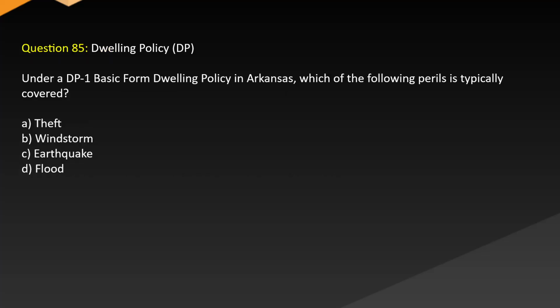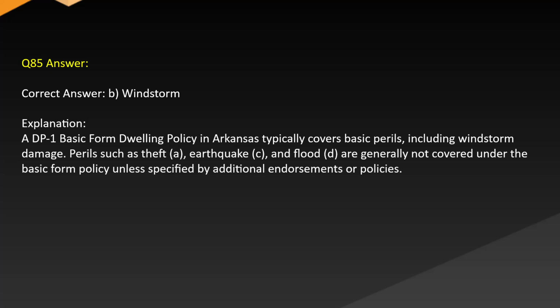Question 85. Dwelling policy DP. In a basic form dwelling policy in Arkansas, which of the following perils is typically covered? A. Theft. B. Windstorm. C. Earthquake. D. Flood. Correct answer: B. Windstorm. Explanation: a basic form dwelling policy in Arkansas typically covers basic perils including windstorm damage.